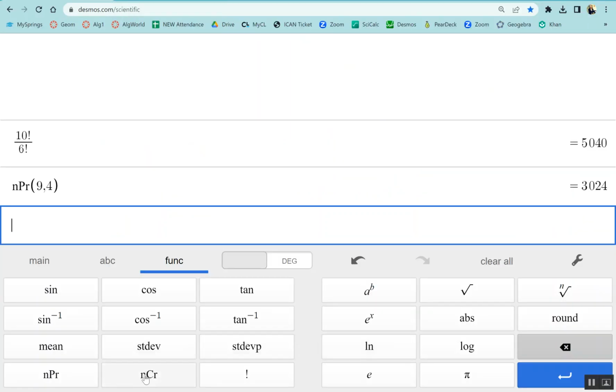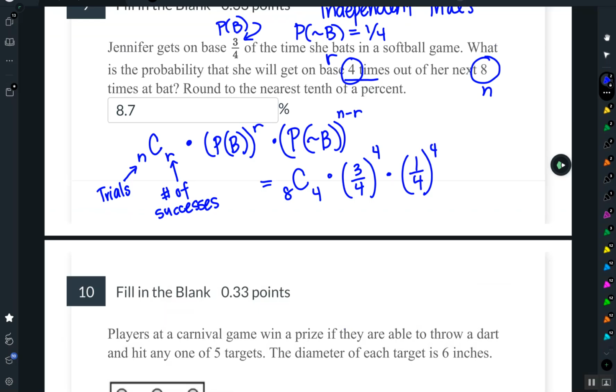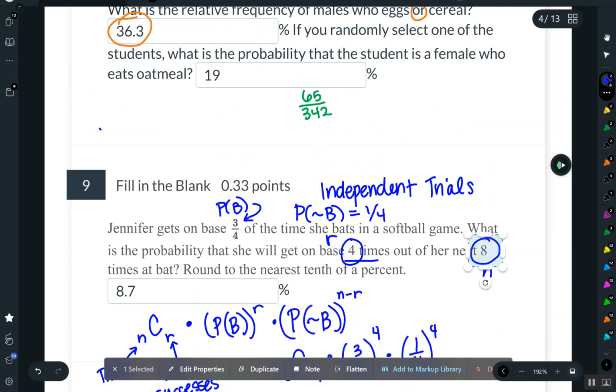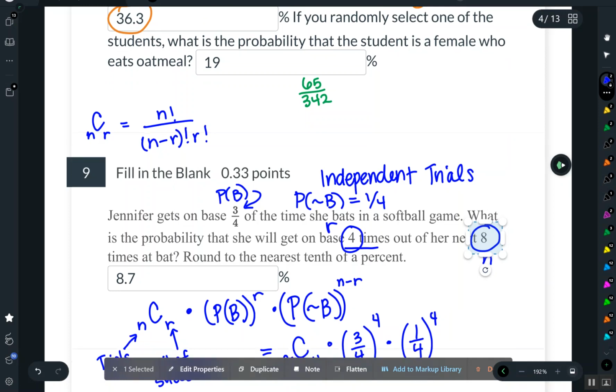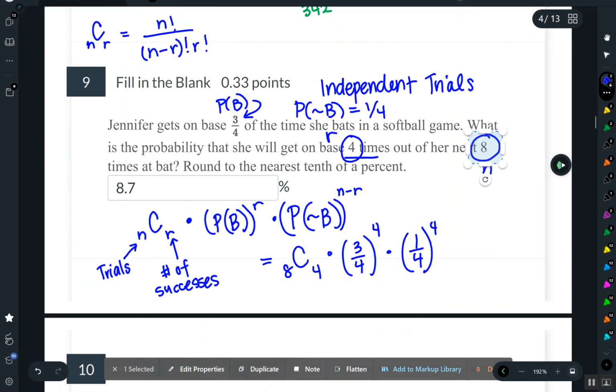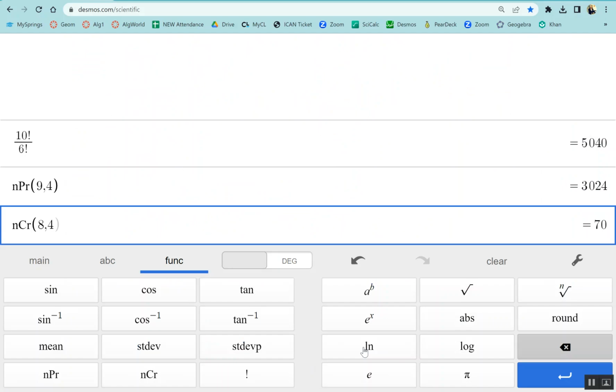Once again, I can just use this to find that. But I'll tell you the formula in case you need to do it by hand. The combination formula, I'll write it up here, is like the permutation formula, which is n factorial over n minus r factorial. But the difference is there's an r factorial in the denominator. So you can do it by hand. I'm just going to use a calculator. Okay, so I can see that it is 70.